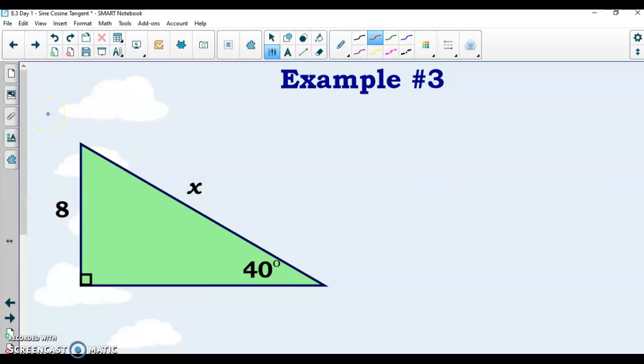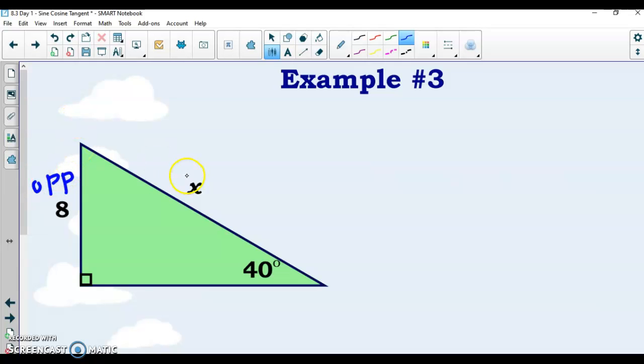Okay, let's go through those same 3 steps as the last one. So first, let's identify what we have. So now I'm looking at, all right, well, here's my angle of 40, and I see that the length of 8 is the leg that's across the triangle from my 40. So therefore, that's what's known as the opposite leg.